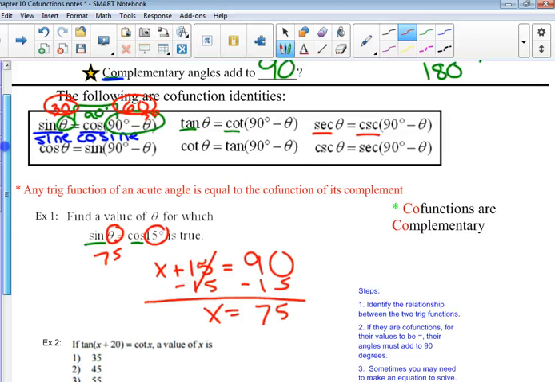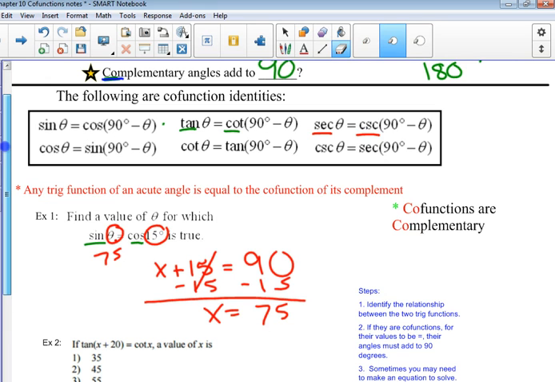It'll work for any value you put in. Because if you take 90 minus whatever this is, and you add the two together, it's always going to equal 90. Let's say we put in 10. If this is 10, what does this side equal? 80. Together, what do those equal? 90.